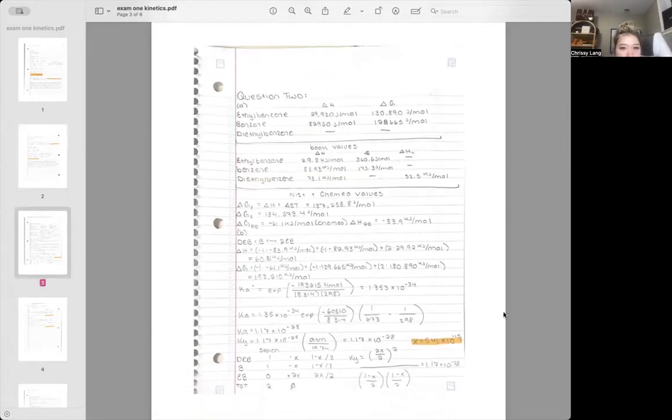Moving on to question 2. Skipping over part A, but again, for part A, the book values are on top and then the values that were found are on the bottom.